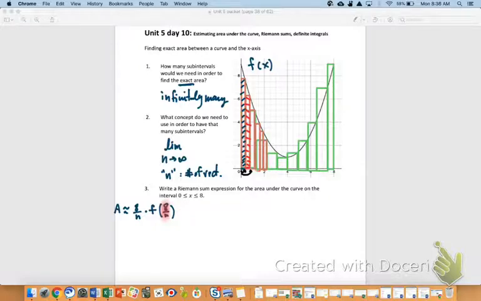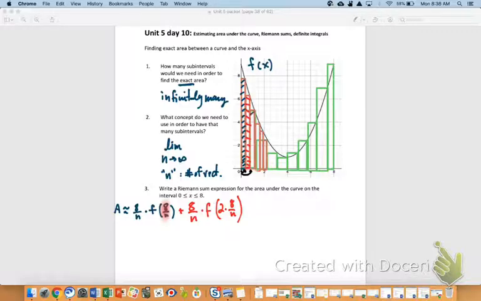Because the area of a rectangle is not base plus height, is it? So 8 over n times f of 2 times 8 over n. Okay, I'll do one more of these and we'll try to sum these up.